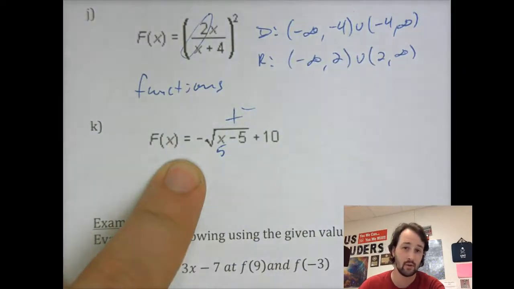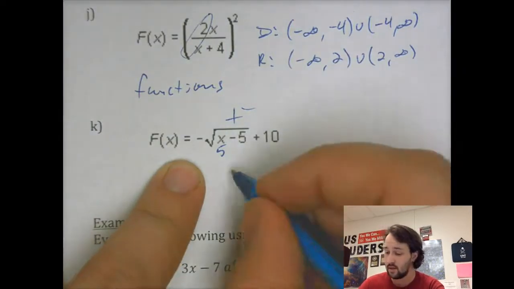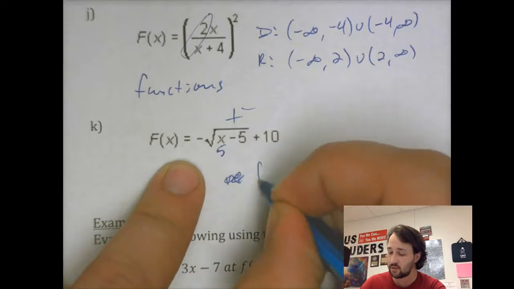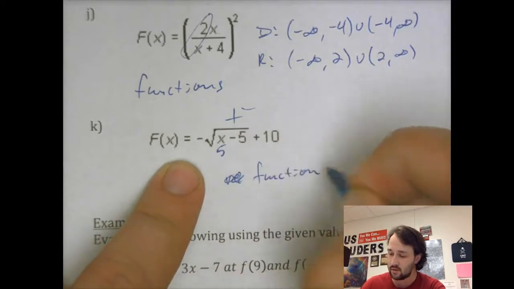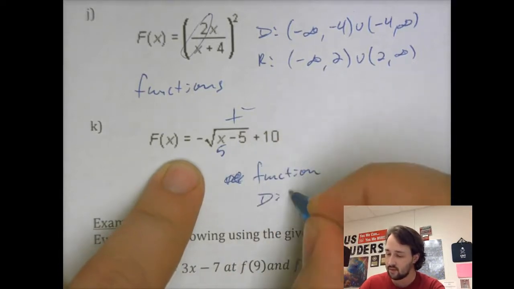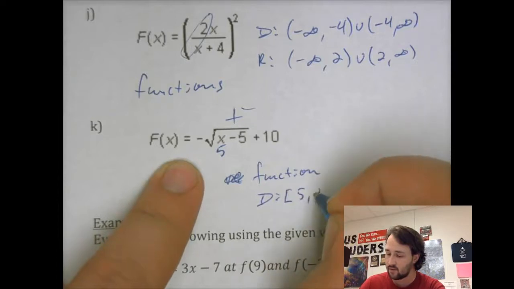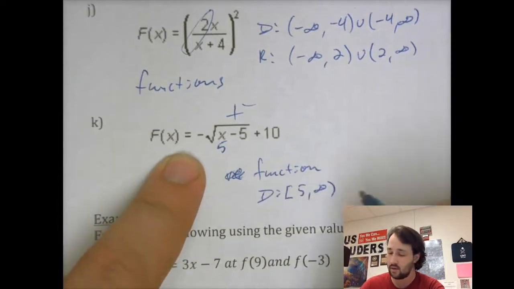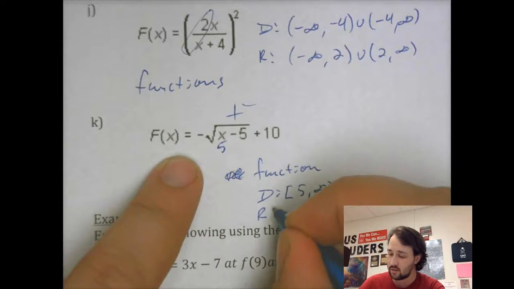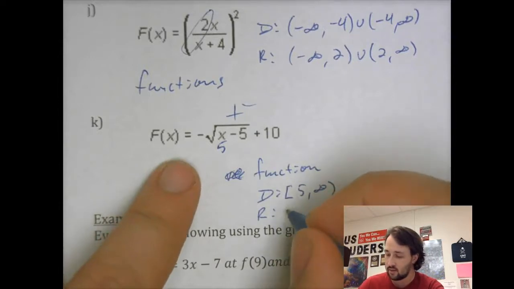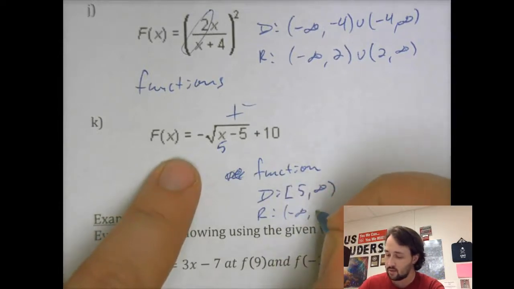If you wanted, you could graph this in your calculator and see what it looks like. This will be a function. And the domain is going to be everything from 5 to infinity, so it has to be bigger than 5. And the range is actually going to be everything from -infinity to 10.